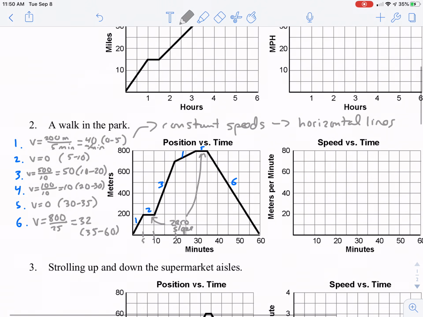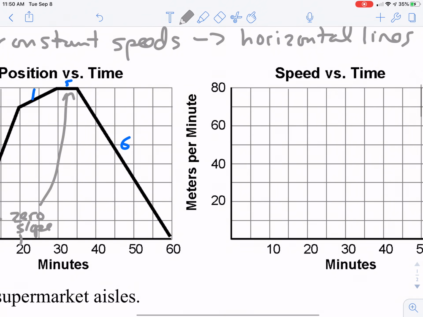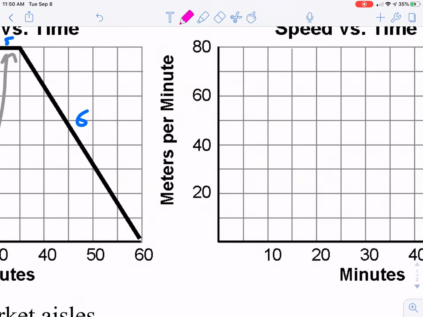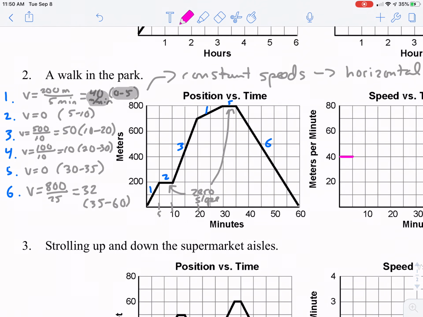The first one is 40 meters per minute, but it's from 0 to 5. So what we're going to do is we're going to go up to 40 meters per minute, and for the first 5 minutes, I'm going to use a different color. Let's make it nice and bright. Okay. So for 5 minutes, I have this speed plotted here with that horizontal line. So this speed right here corresponds to that part of the graph right there, which corresponds to the slope of that line right there.